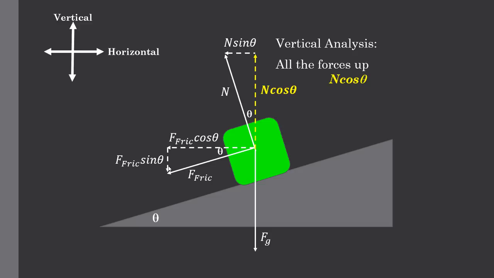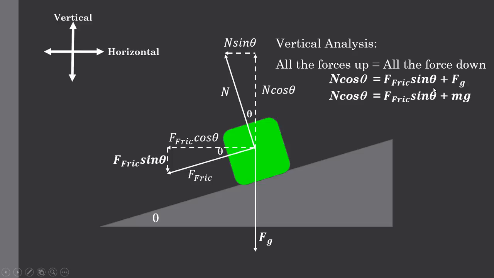Let's consider all the forces in the vertical direction. So first of all the forces operating up, which is just simply n cos theta, they'll be equal to all the forces operating downwards, which is the force due to gravity, plus the sine component of the frictional force. Now this object is not lifting off the track or falling through the track, so the vertical forces upwards are equal to the vertical forces downwards. And that's our very first equation we can use later on.